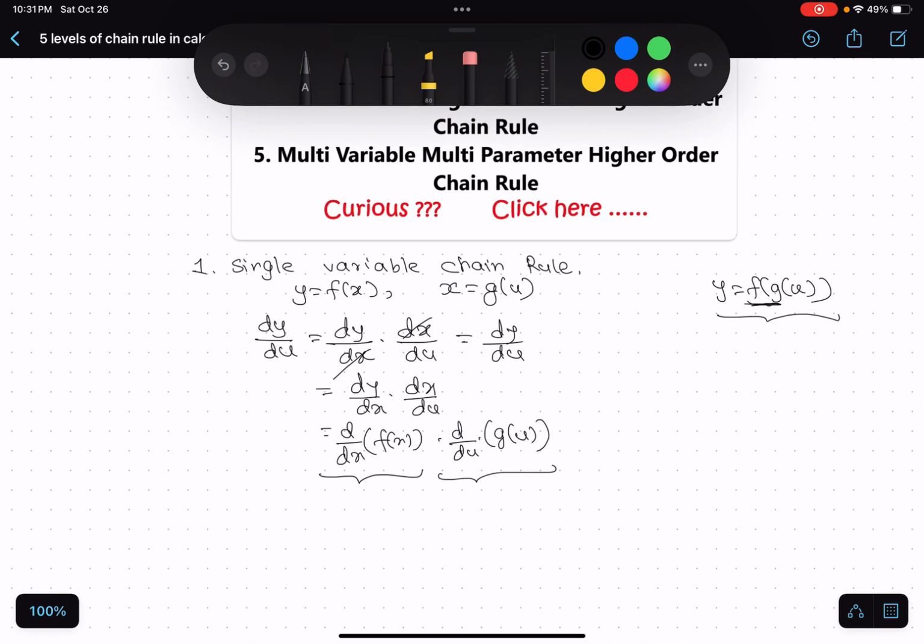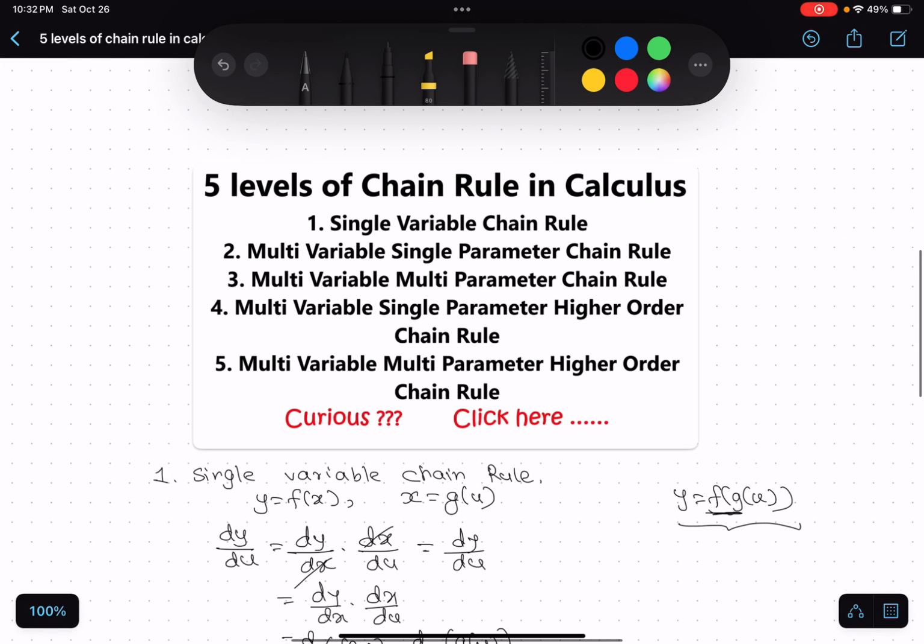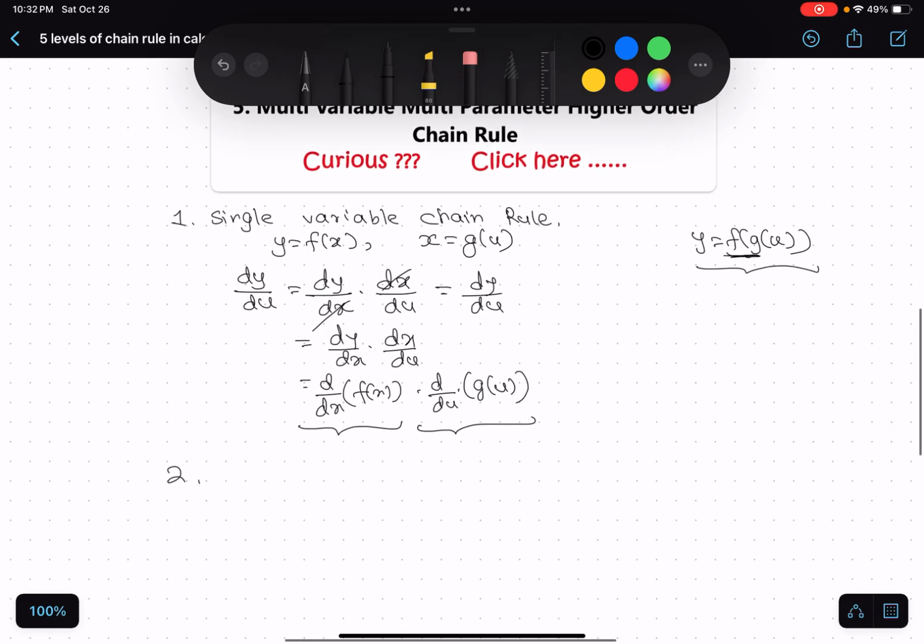Now let's go to the next formula, which is the multivariable single parameter chain rule. Also, let me tell you that this single variable chain rule can be generalized to a few more compositions as well.